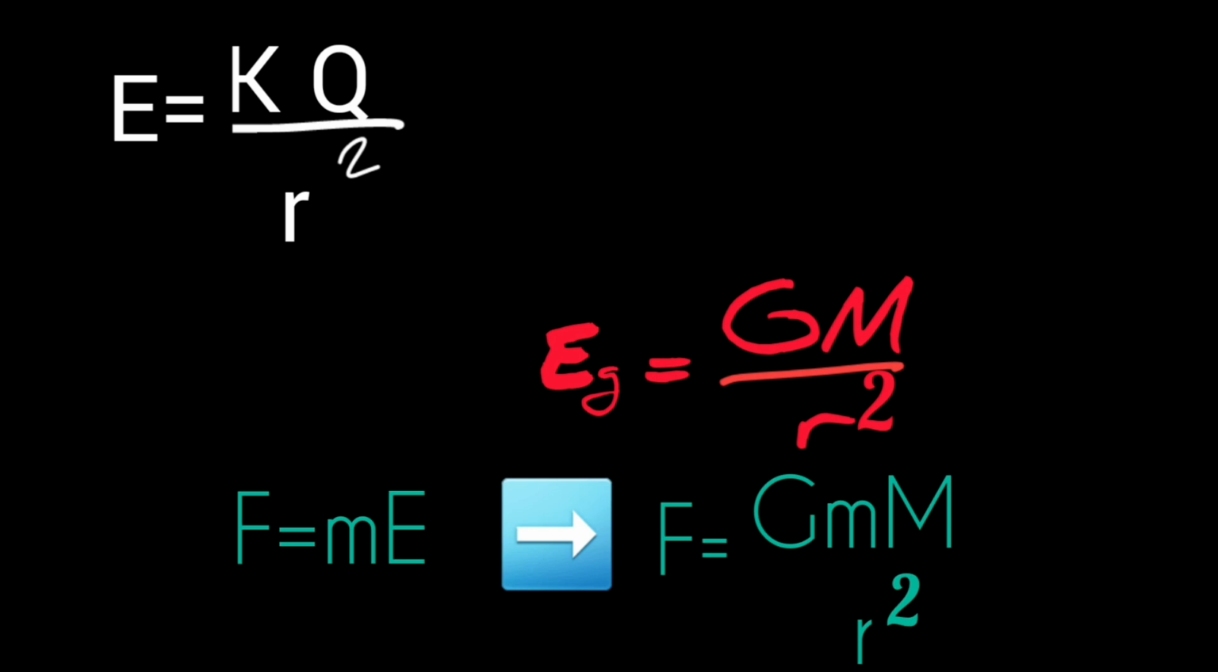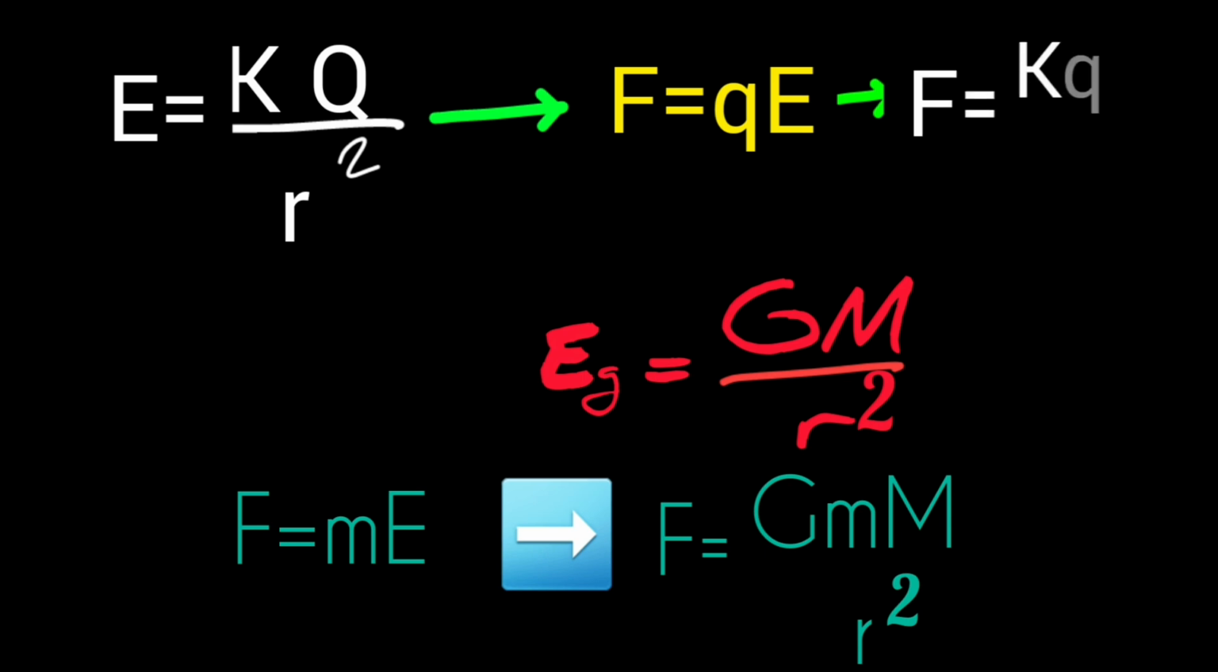And therefore, if we put a new charge Q in this field, we expect the force on that new charge to be equal to Q times E, which is generated because of the big Q. And if we substitute, this would be equal to k times Q times the big Q divided by r².